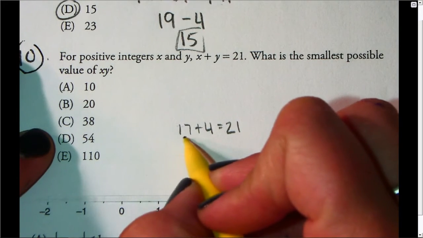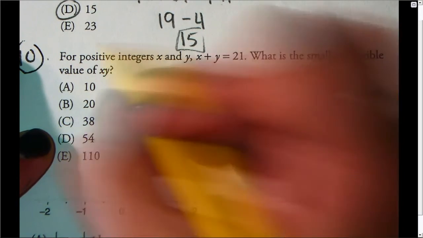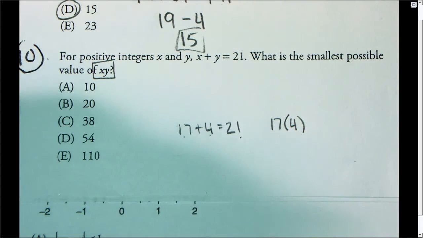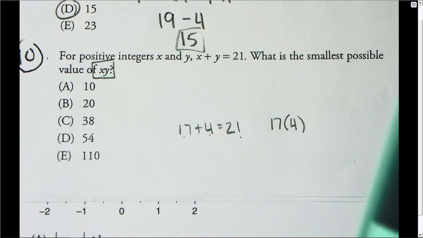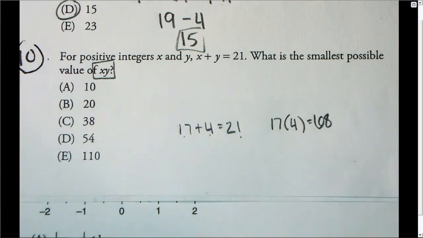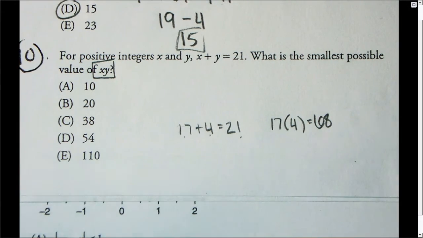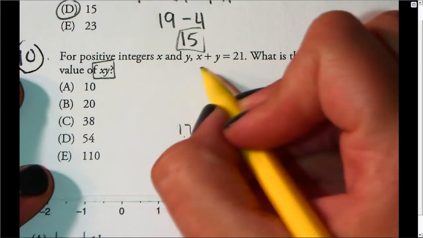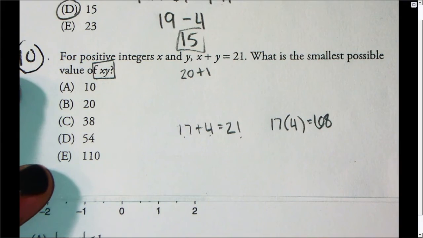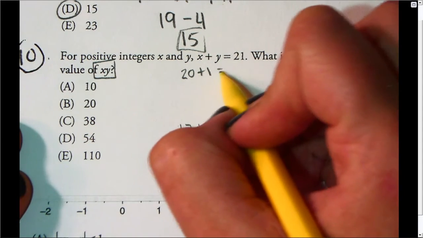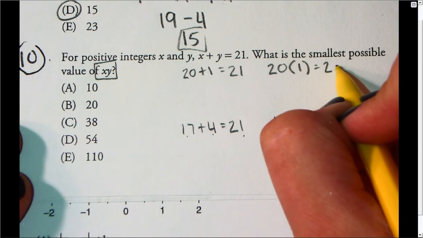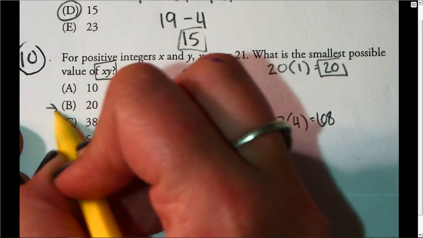So let's start there. This is x, this is y. They add to equal 21. Now I want to multiply them. Well, 17 times 4, let's see here. I don't have that on my key. 17 times 4 is 68. And that's not an answer choice. What I would recommend is starting small. When I want to add two numbers to equal 21, I think of 20 plus 1. That's the easiest I can think of. 20 plus 1 is 21. And when you multiply 20 times 1, you get 20, which is an answer choice.